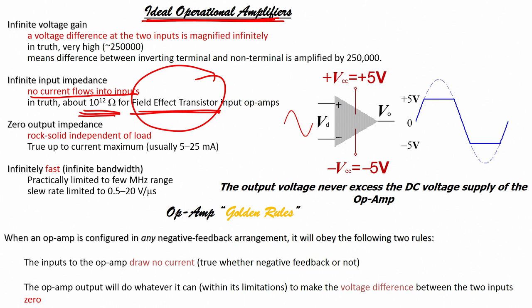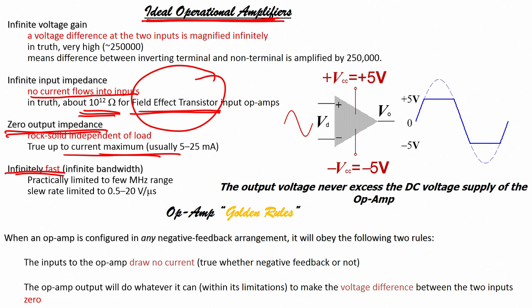So, that is why when we talk about the input impedance of the op amp, it is infinite, or extremely high. When we talk about output impedance, it is 0, or low. Last, it is infinitely fast, it has infinite bandwidth.